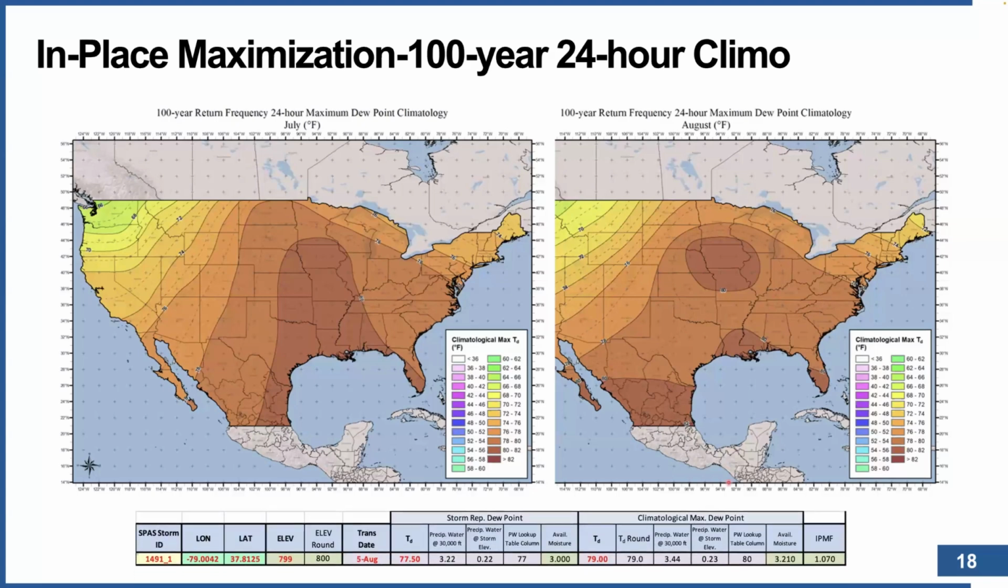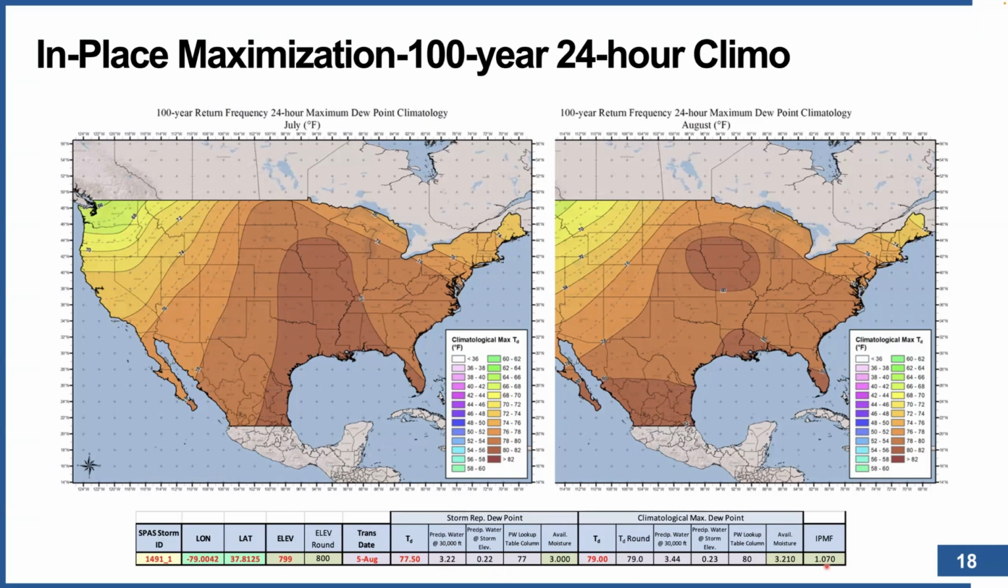And so again, we go through the same process I showed for the sea surface temperatures. We have our storm representative dew point value here, 77.5. We convert that to an amount of precipitable water. And then we compare that to the climatology, in this case, 79 degrees, which produces 3.44 inches of precipitable water. And we do that simple ratio and get an in-place maximization factor for this storm of 1.07 or 7%.